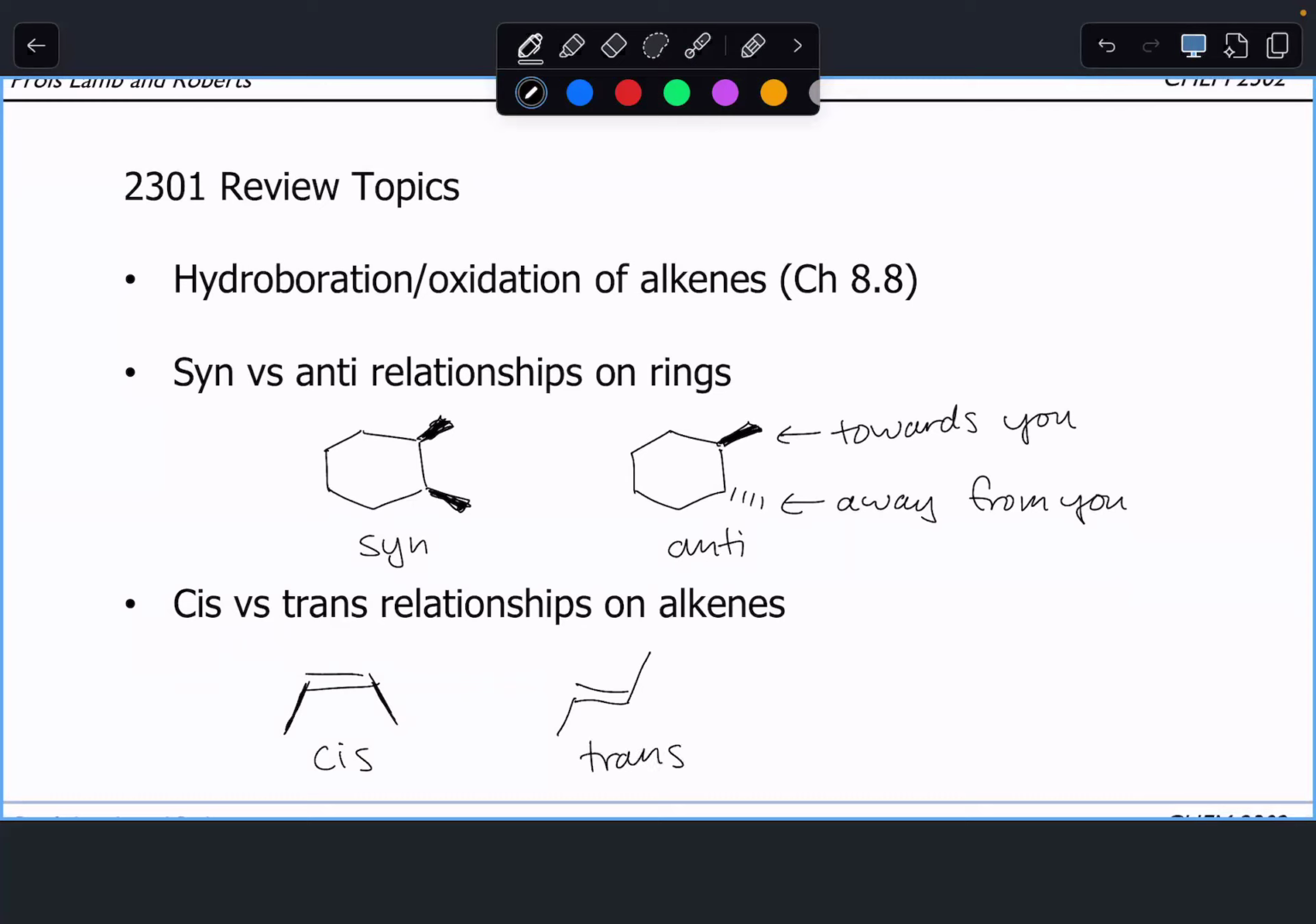So this is different than an alkane, right? If you only have single bonds, you can rotate about the single bonds, so it doesn't matter that much what orientation they are. But when you have double bonds, we cannot rotate about this double bond. Therefore, cis and trans are actually different stereoisomers. So that is going to become important for one of the reactions that we're going to learn today.